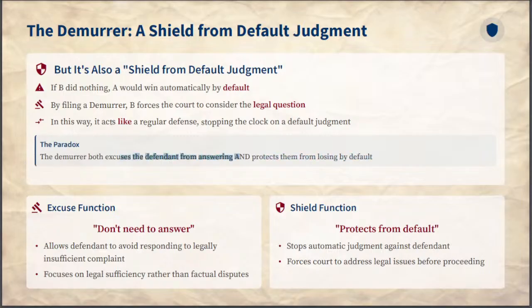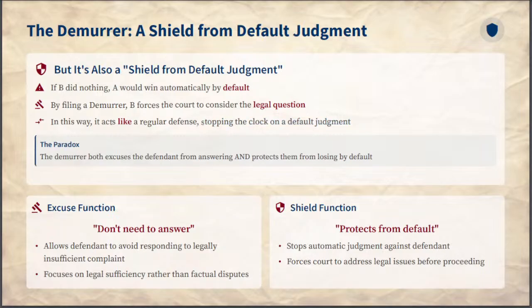So, it excuses them from directly answering the complaint. Remember, as we learned before in informal logic, to answer when responding to a question directly actually has a presupposition of accepting some of the propositions within the question as if they're a fact. And in this way, you're seeing how the demurrer both excuses the defendant from answering, which also helps prevent the defendant in this case from having to commit to any propositions or presuppositions embedded within the question. And it also protects him from losing by default. So it stops the clock on the default judgment at the same time.